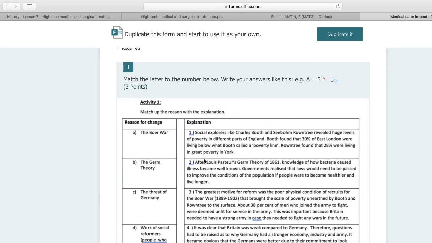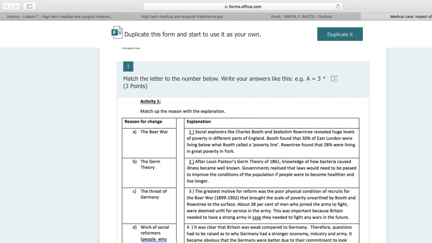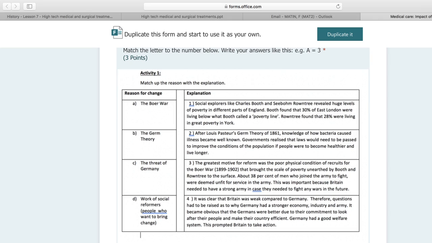So just going through the homework, I'm going to explain to you what to do practically. The first one is match the letter to the numbers below. Write your answers like this, A equals 3. So all you're doing is looking on the left here, reasons for change, and you're trying to match up the reason with the explanation. So you're going to read through each one, then figure out, well, which one's the title. It gives you an example already that A equals 3. So I would just write down here A equals 3 and then move on, write the next few answers, depending on which reason is being explained.